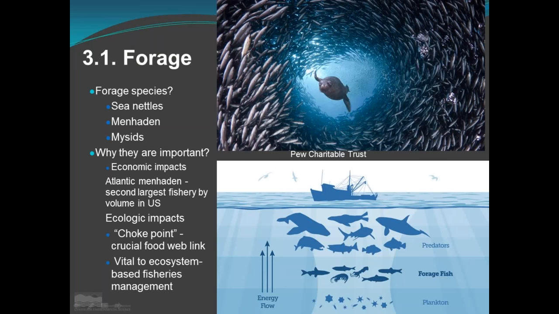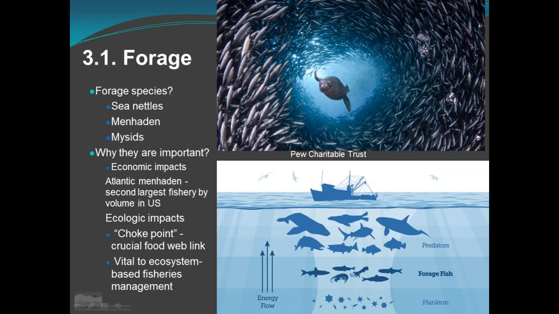Okay. So with that, I'm concluding the first part on the optical system, and I'm moving on to the forage fish part, and then the sea nettle part. So I guess why we care about forage fish, those forage species: sea nettles, menhaden, mysis.